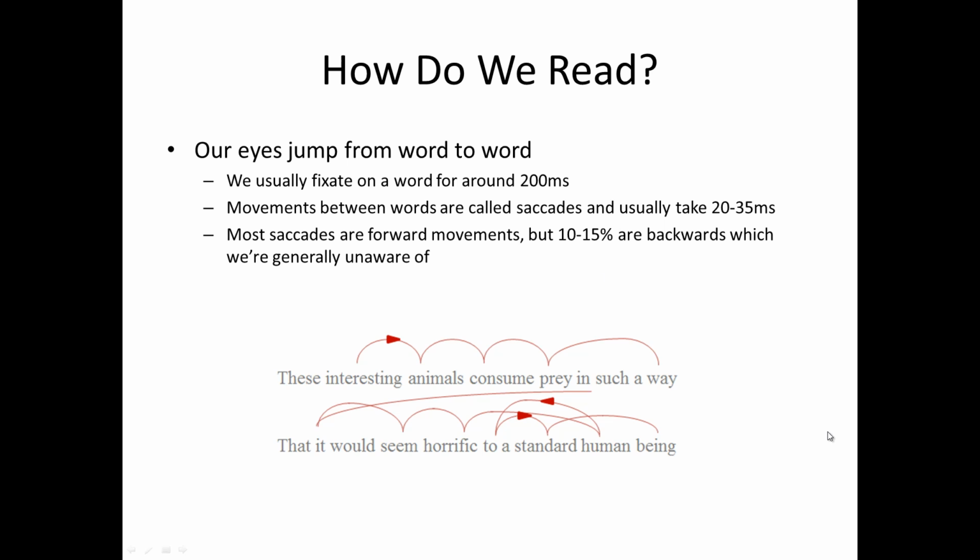And also you'll see here that this first word is skipped out, and that's because if you read the sentence, these interesting animals consume prey in such a way, we know what the next word's going to be. I'm not sure what the word is in English, but it's the flow of a sentence. We know how it's going to end. So we don't need to read that word. We already know what it is.